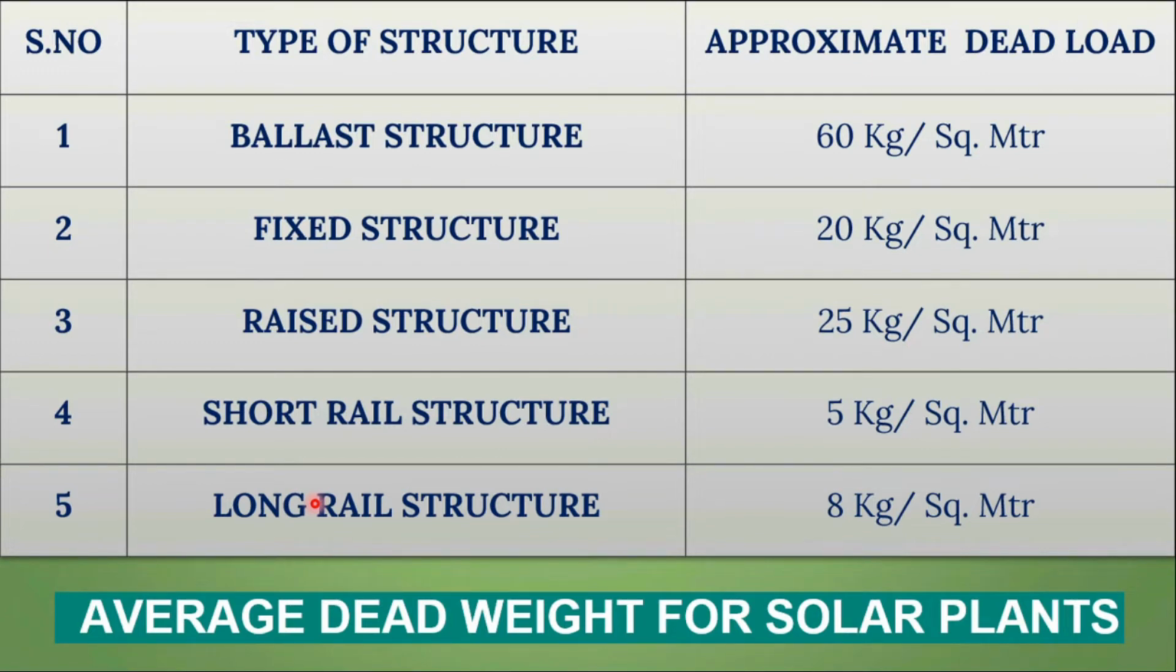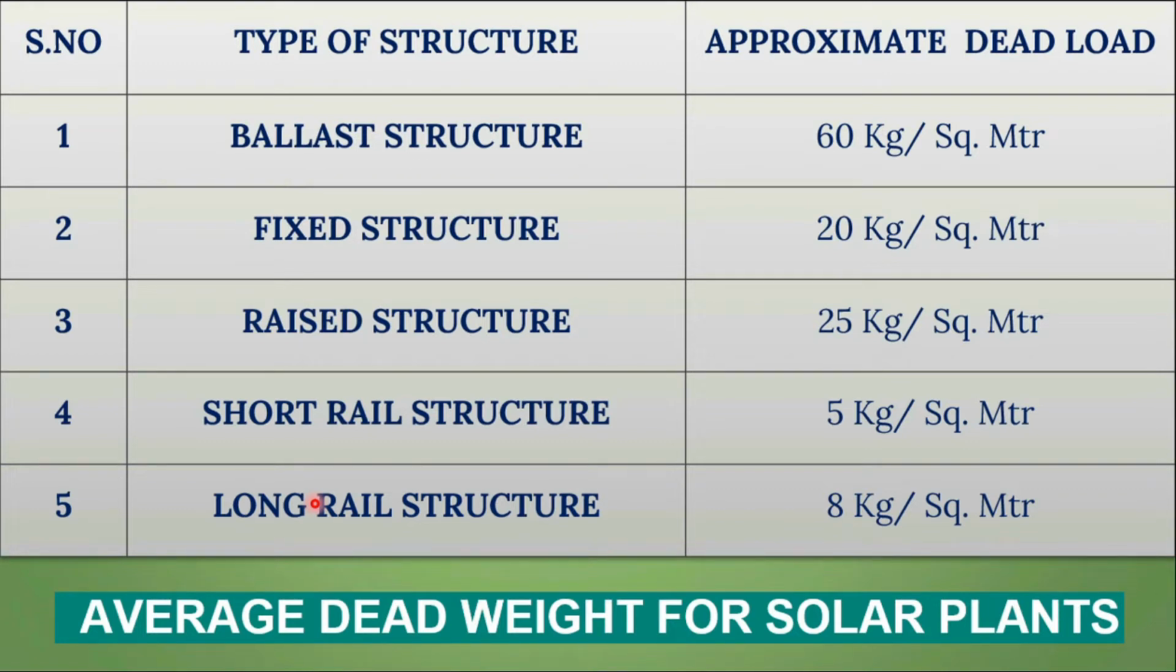It is clear from the table that the dead weight is highest in the case of the ballast type structure because it involves the use of concrete blocks to hold the solar panels against the wind pressure. The dead weight for the ballast structure along with the panels is approximately 60 kg per square meter.